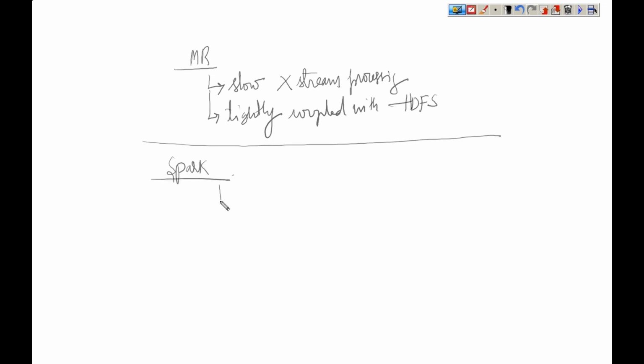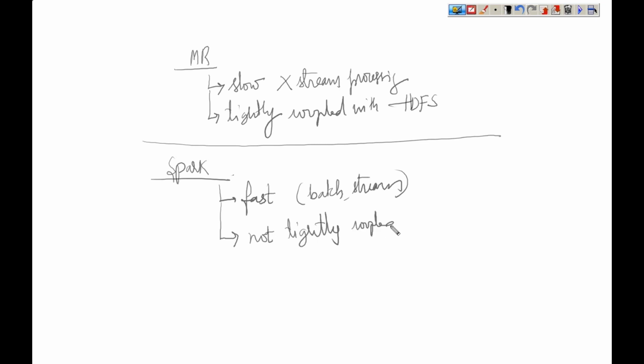Okay, so Spark is very fast. Spark can do both batch processing as well as stream processing, that is, historical data processing as well as live data processing. And coming to coupling, it is not tightly coupled with any subsystem. Not tightly coupled with any file system, or RDBMS, or NoSQL.